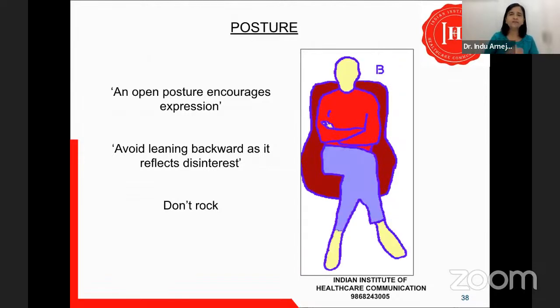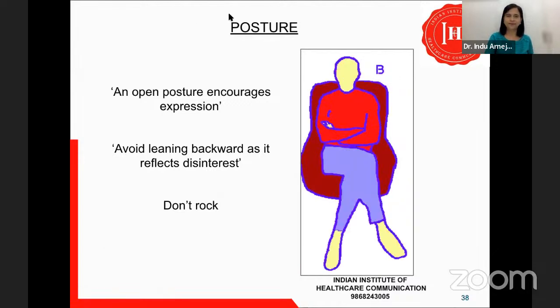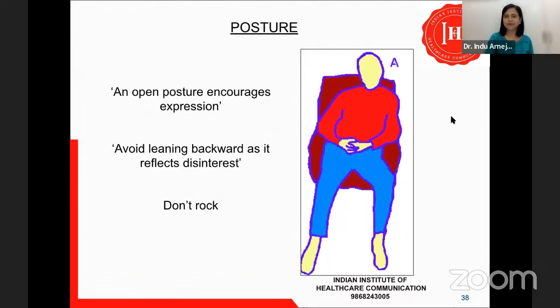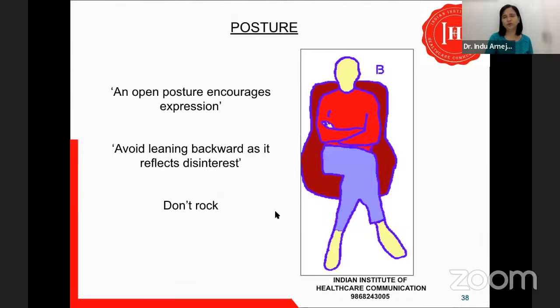In this, there are two postures, A and B. Which is okay? A or B? I can see some answers in the chat box. B, B. A. Somebody says A. Actually, both are not okay. There's something wrong in them.